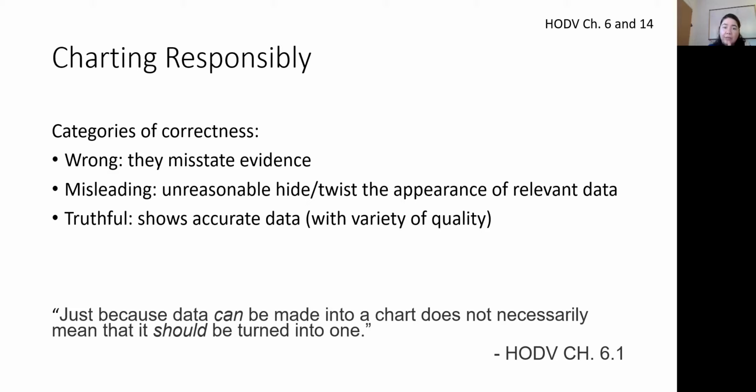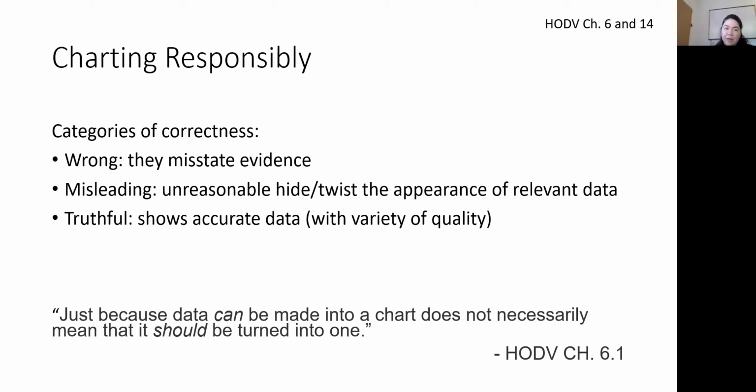Usually what we see are things that are misleading, which is where they unreasonably hide and twist the appearance of relevant data, whether that is through the use of data visualization tricks that you can use to make your things look misleading, or by doing things that fail to adjust for inflation, things like that. But to be honest, their stats are wrong. Basically, their data is wrong.